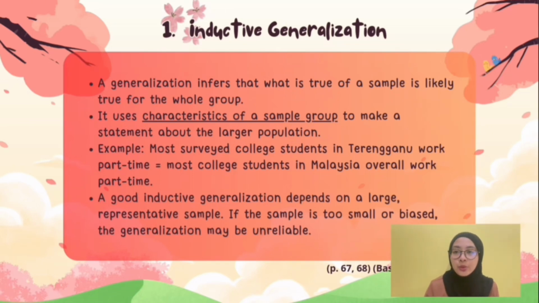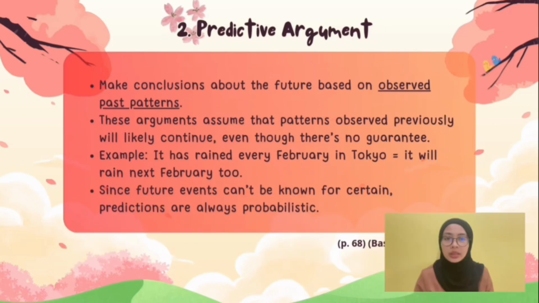So, for example, if we want to study students in UNISA overall, we must use a bigger sample, such as some students from different faculties instead of just one, so that the conclusion might be more reliable. The next one is predictive argument.